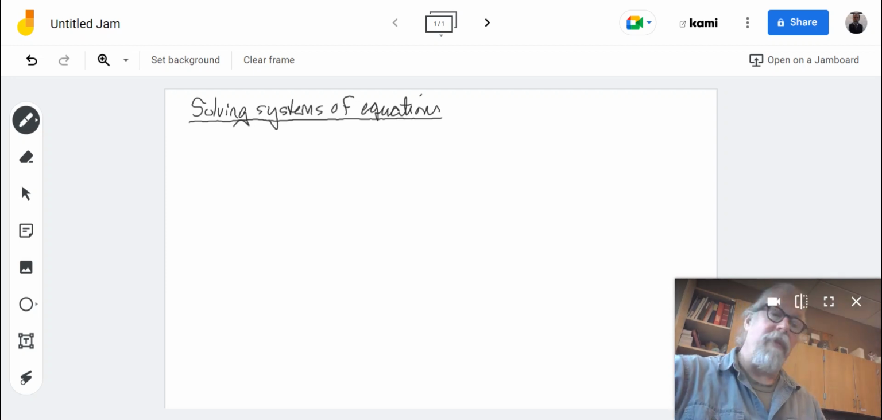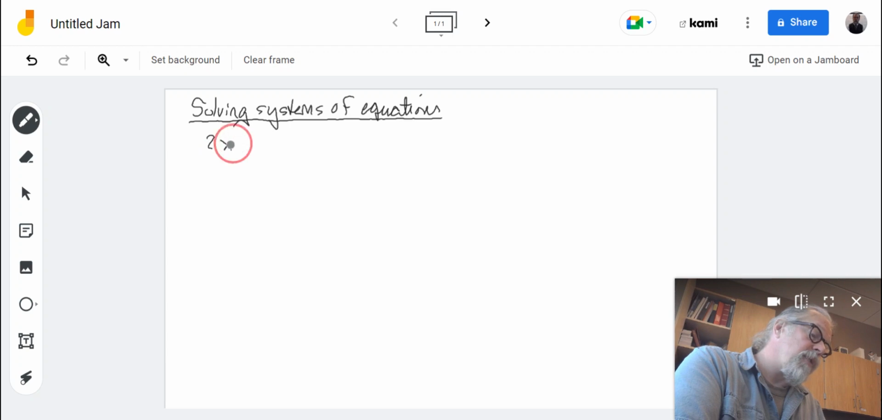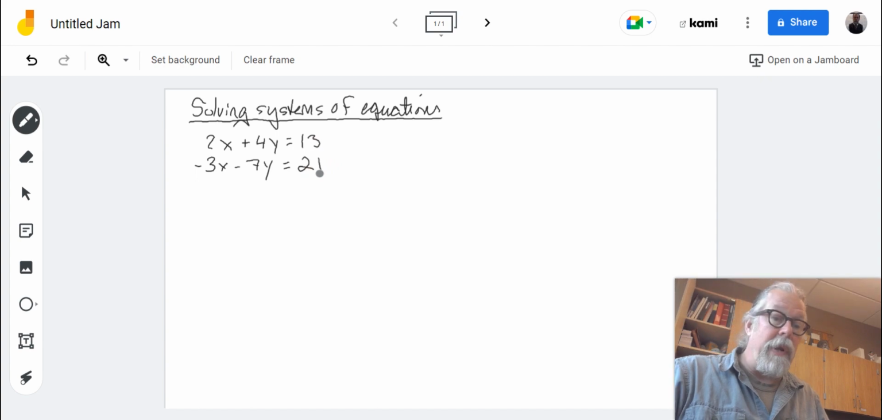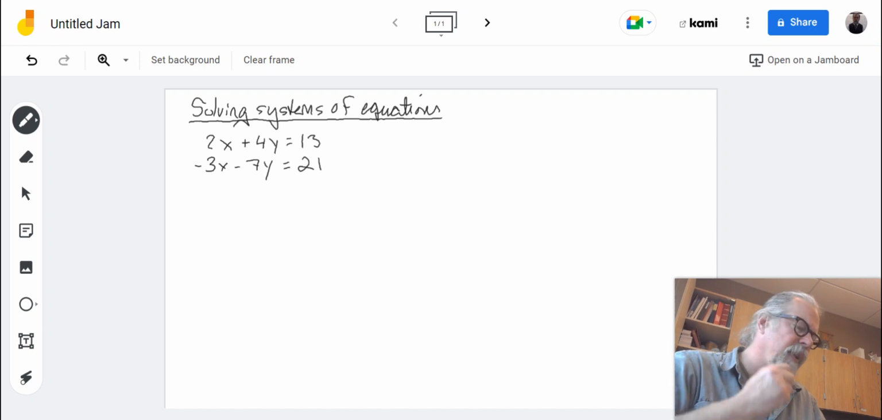Let's talk about solving systems of equations. 2x plus 4y equals 13, negative 3x minus 7y equals 21. And you probably know how to solve this. We're going to multiply each of the equations by some number that will allow us to eliminate a variable, and we can work our way through and process it.